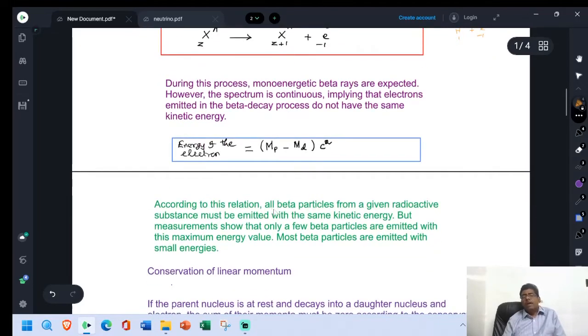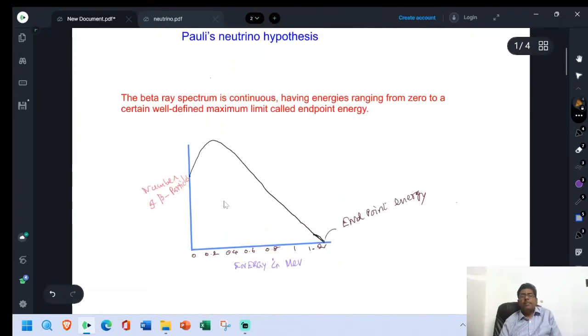According to this relation, all the beta particles from the given radioactive substance must be emitted with the same kinetic energy, because the mass of the parent and the mass of the daughter are fixed throughout the process, so the electrons coming out of the system should have the same energy. But measurements show that only a few beta particles are emitted with the maximum value. Most of the beta particles are emitted with small energies, which means that all the beta particles do not have the same energy.